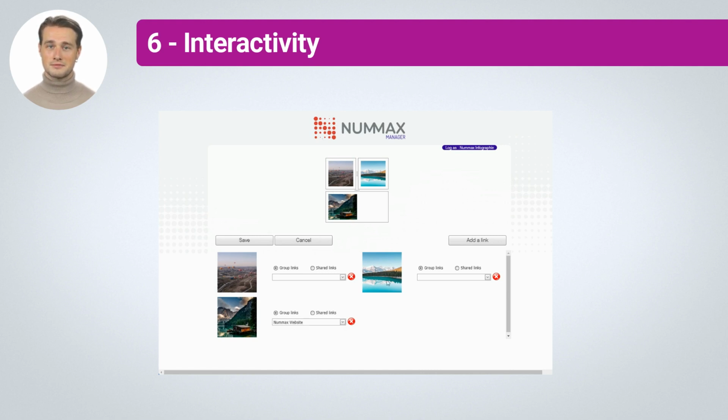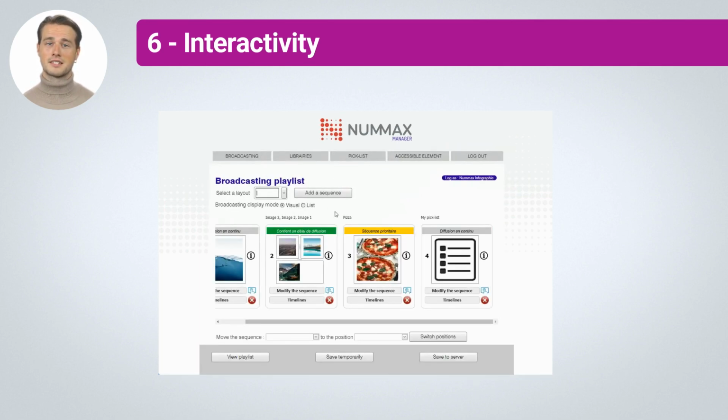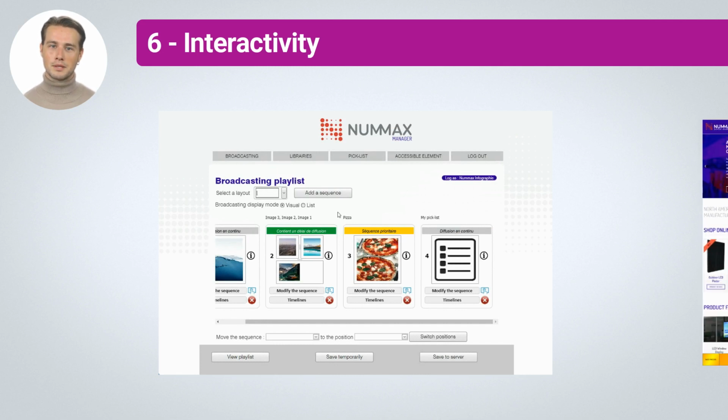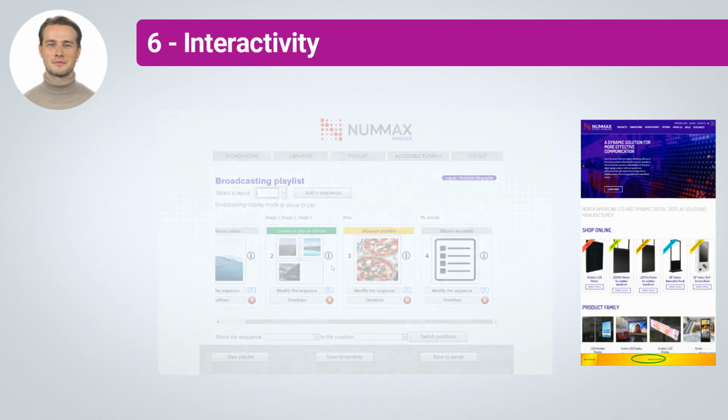Now click on Save, and don't forget to save to the server so that your changes are applied in your kiosk. When a user touches the kiosk's interactive zone, it will open the web link address on the entire screen, and it will then be possible to navigate the web page. At the bottom of the kiosk screen, a clickable yellow banner appears, allowing you to return to the home page, or to the playlist. If the kiosk detects no activity for 1 minute, the system returns to broadcasting your sequences.